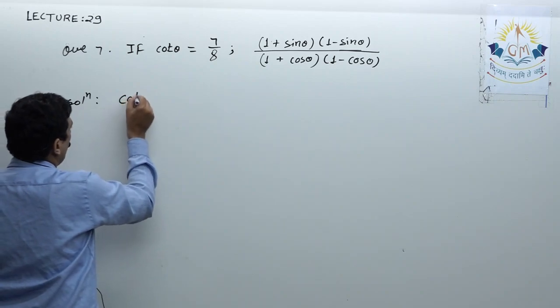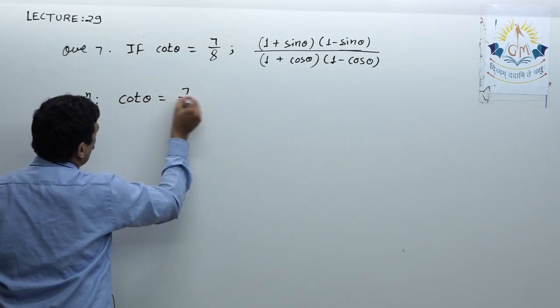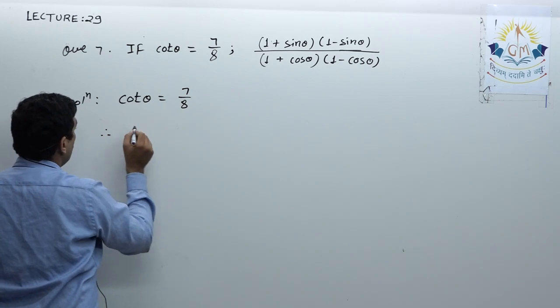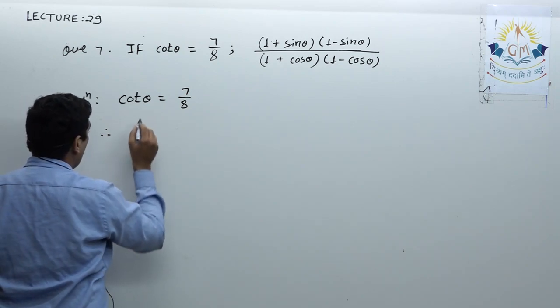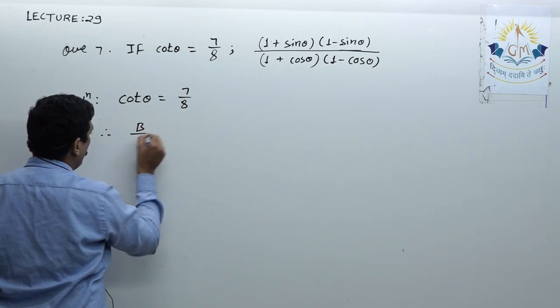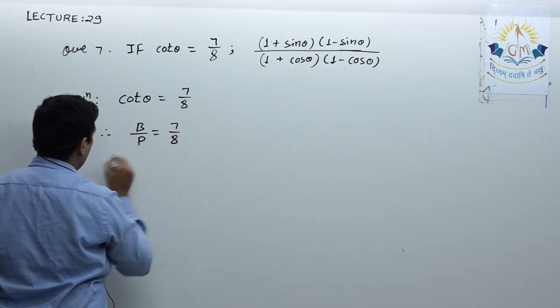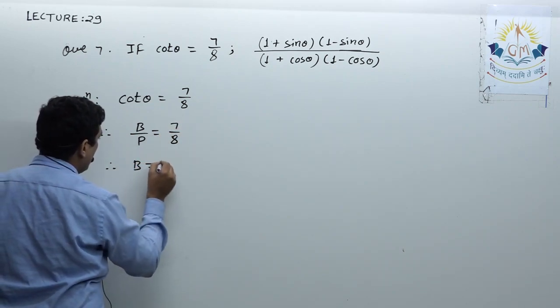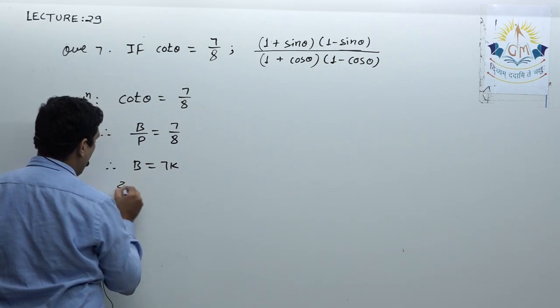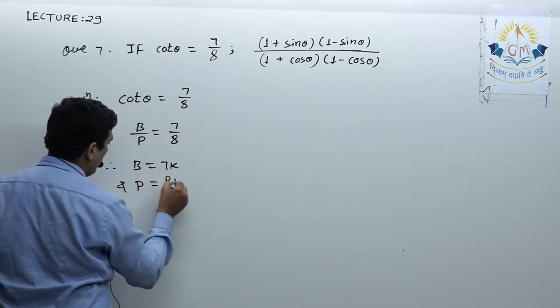So cot theta is equal to 7 upon 8. Now tan theta is perpendicular upon base, so cot theta is base upon perpendicular, 7 upon 8. Therefore base is equal to 7k and perpendicular is equal to 8k.